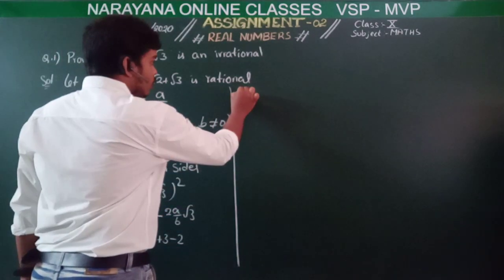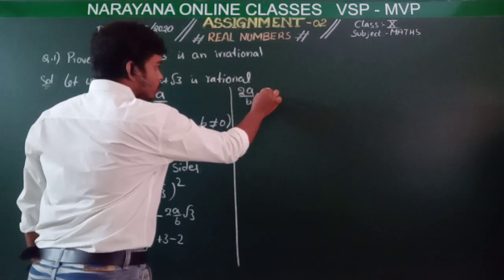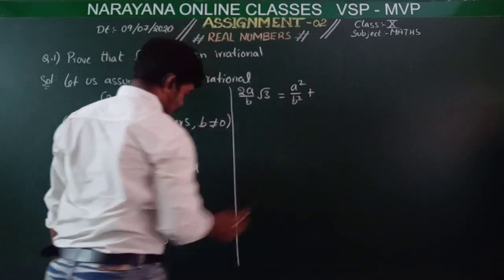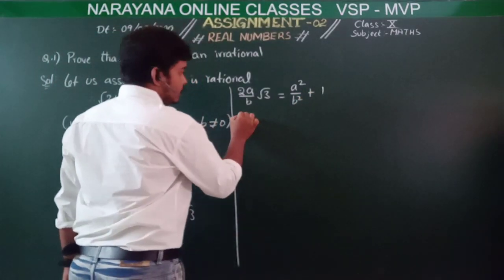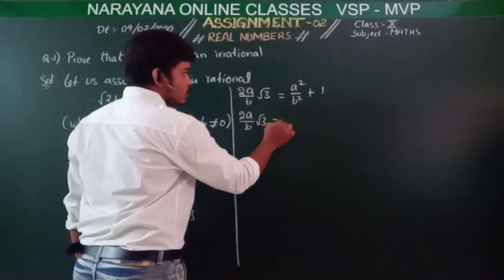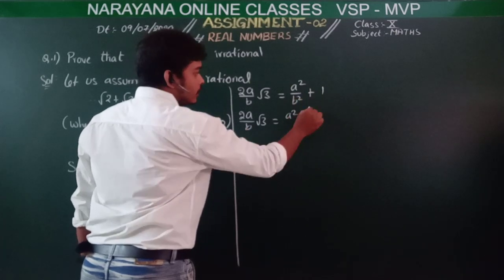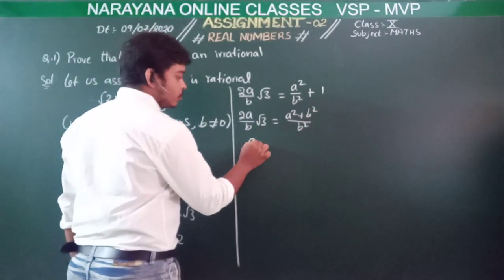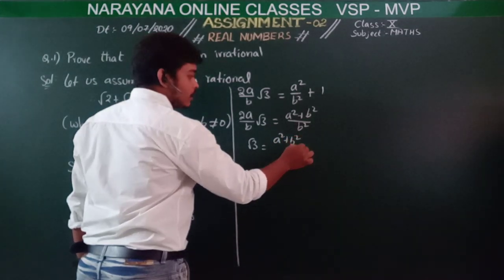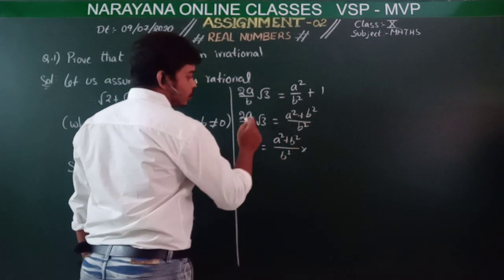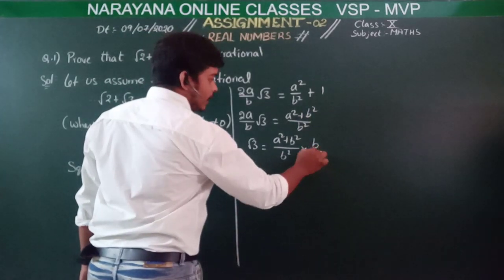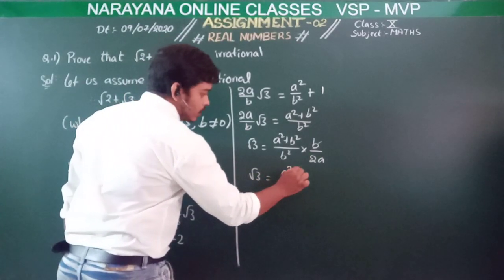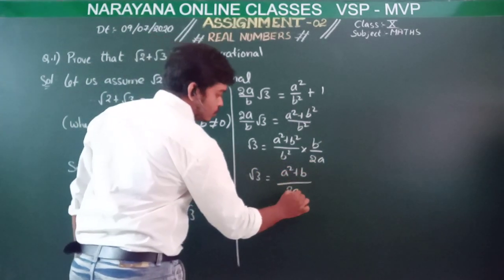See, 2 a by b into root 3 equals a square by b square plus 3 minus 2, which is 1. Next, 2 a by b root 3 equals a square plus b square by b square. Sending 2a by b to the right hand side, root 3 equals a square plus b square by b square into b by 2a. See here, one b gets cancelled. Therefore, root 3 equals a square plus b square by 2ab.